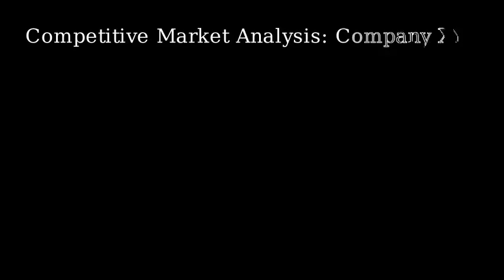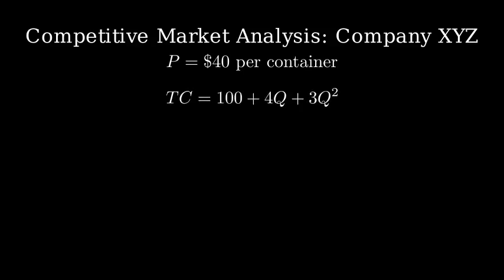Welcome! Today we'll analyze a competitive market problem for company XYZ, which operates in the wheat market. Let's solve this step by step. First, let's look at the given information. The price is fixed at $40 per container since this is a competitive market. The total cost function is given as TC equals 100 plus 4Q plus 3Q squared.